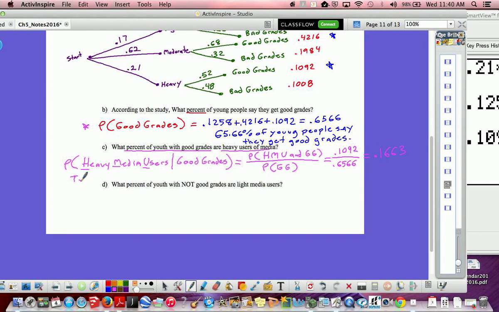So we could say the percent of youth with good grades that are heavy media users is 16.63%.